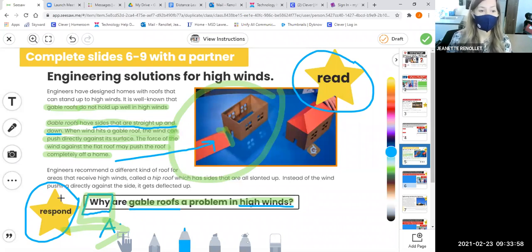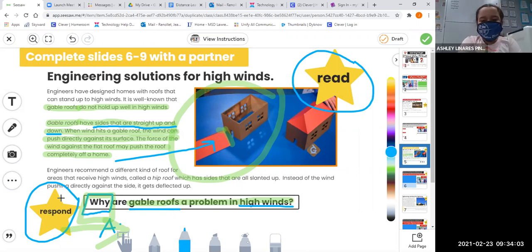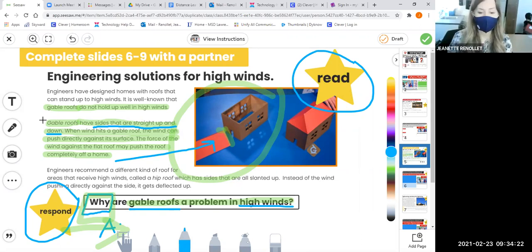Ashley. I wrote gable roofs have sides that are straight up and down. When the wind hits gable roofs, the wind can push directly against its surface. The force of the wind against the flat roof may push the roof completely off. Thank you for sharing, Ashley.